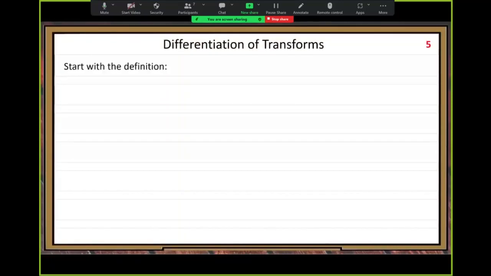Differentiation of transformation. Start with the definition. Let's look at the Laplace transform definition again. This integral formula. Here, I draw this line.